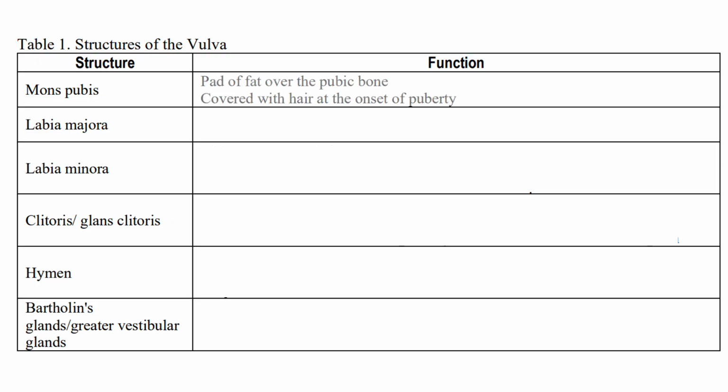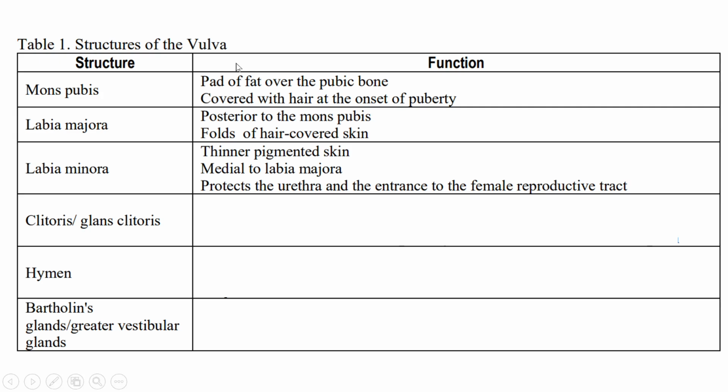When we talk about the mons pubis, it's a pad of fat over the pubic bone covered with hair at the onset of puberty. Labia majora would be the outside lip-like structures of the female external reproductive system. It is posterior to the mons pubis downwards, and it's folds of hair-covered skin. And then the labia minora is actually thinner, pigmented, medial or middle to the labia majora, and it protects. This is the one that would be directly protecting the urethra and the entrance to the female reproductive tract. So don't forget that important function, directly protecting the urethra and the entrance to the female reproductive tract.